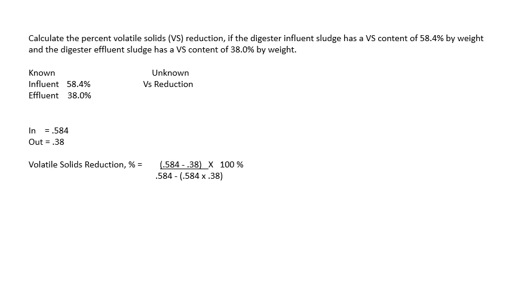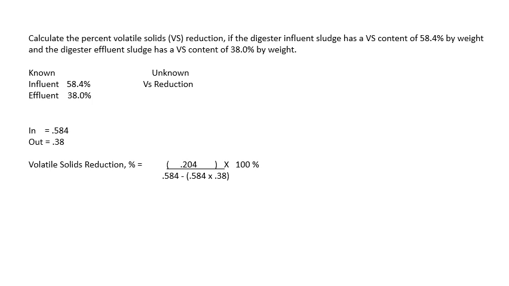Whenever you take your exam, you get a dumb calculator. You don't get a scientific calculator. You don't get the cell phone. So you're going to have to solve each part of these separately. So the volatile solids reduction percent is equal to 0.584 minus 0.38 divided by 0.584 minus 0.584 times 0.38. So we're going to solve for the top. That's 0.204, which will be divided by 0.584 minus 0.584 times 0.38.